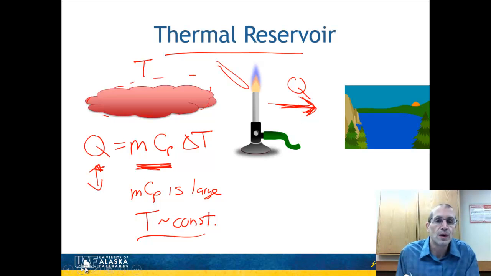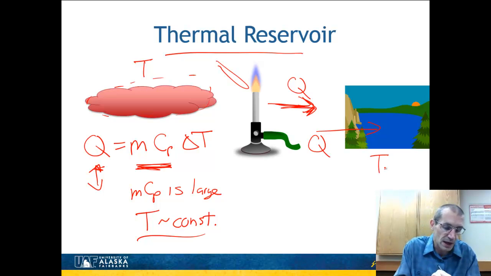Another example of a thermal reservoir, on the other side, would be a lake of water, and it's very large. I could dump a whole lot of heat Q into this, and I would really not change the temperature of this thermal reservoir. So this would be a thermal reservoir that's at a lower temperature, T sub L. And this would be a thermal reservoir that's at another temperature, T sub H.